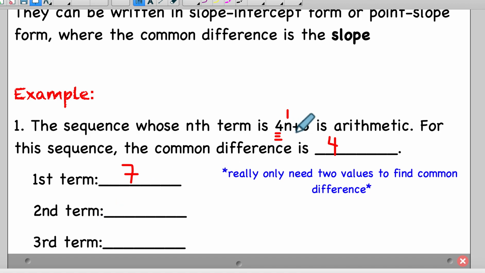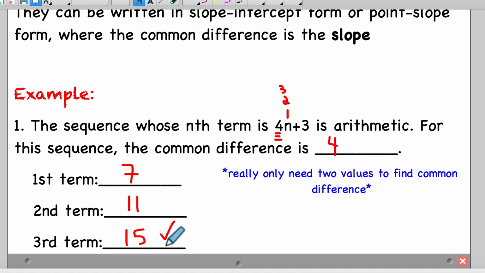The second term, again, if I want to find the second term, I plug in 2. So 4 times 2 plus 3 would be 8 plus 3, which would be 11. And so you can see the common difference is 4. It goes from 7 to 11 without even plugging in 3. I'm going to guess that the next term is going to be 15 because they keep going up by 4 if the common difference is 4. But notice if I did plug in 3, I'd have 4 times 3, which is 12. 12 plus 3 is 15, right?